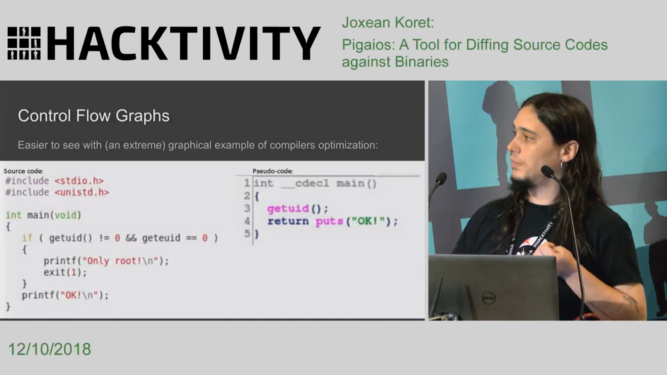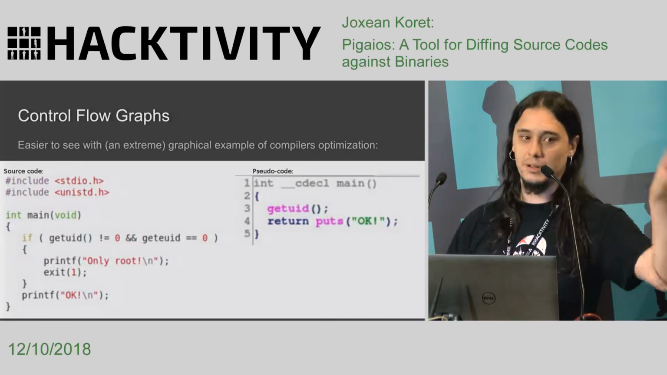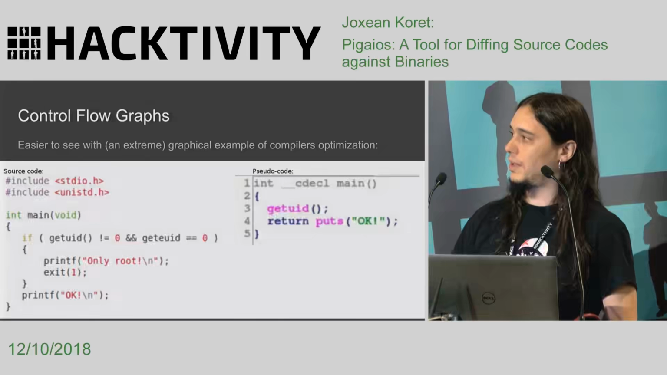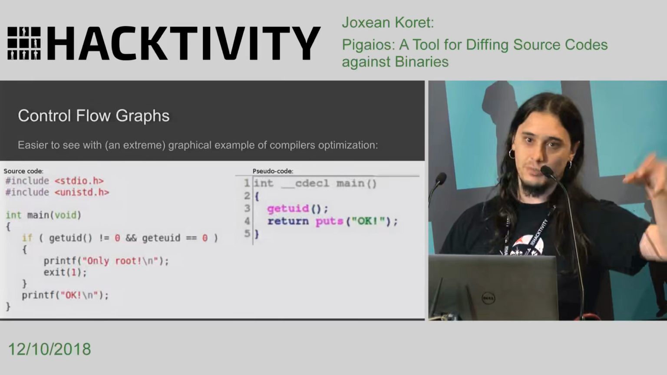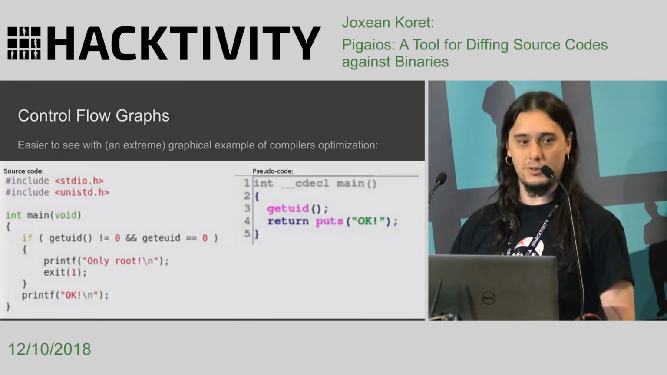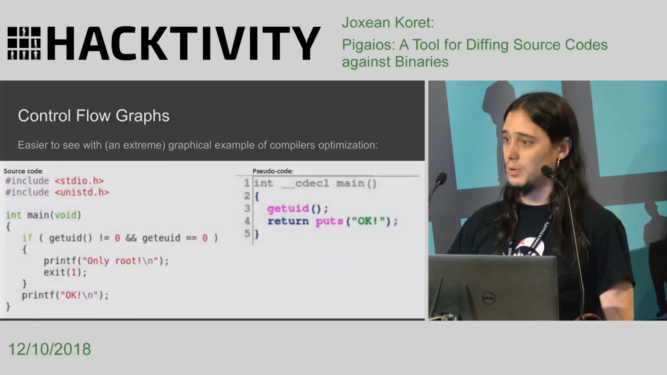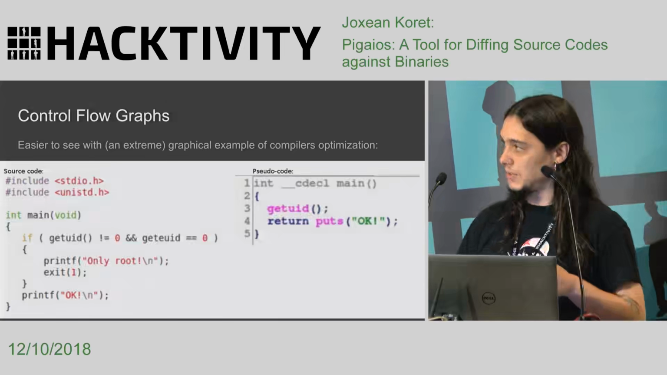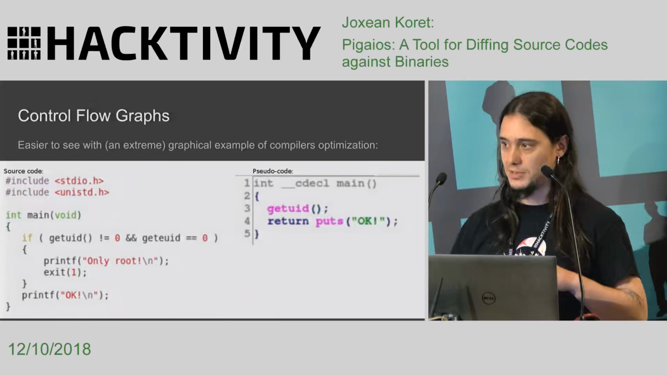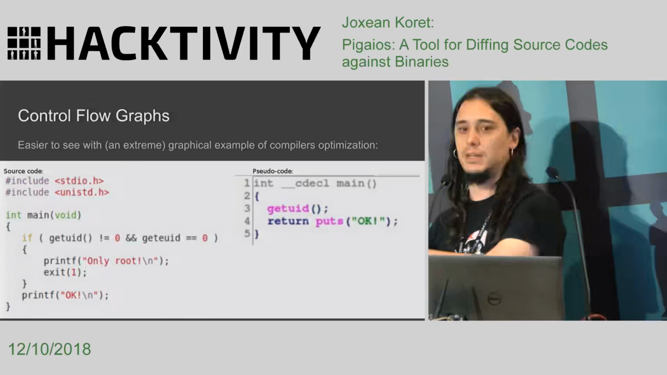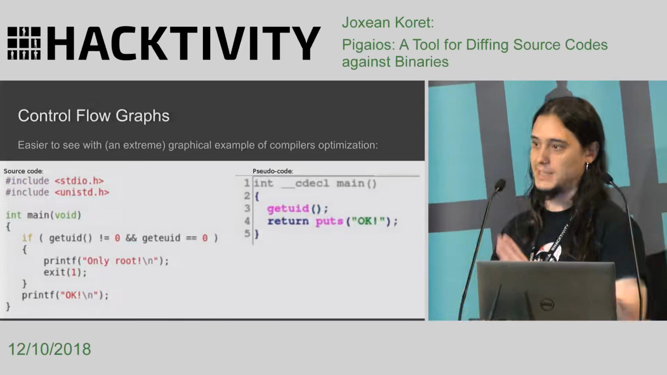Puts OK. First, the functions are different. There is some printf, but we don't care about that. But if we check, we have control flow here, but here we don't, because the compiler just removed it since it doesn't make any sense to check it. It knows that it's not going to be 0, so it just removes it. Okay? I repeat, this is an extreme example.